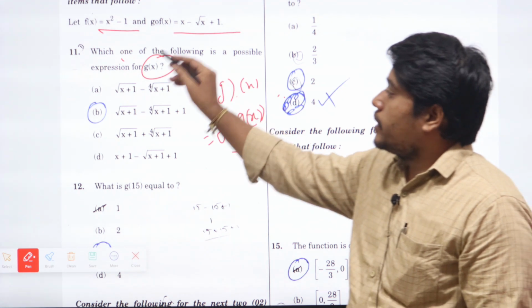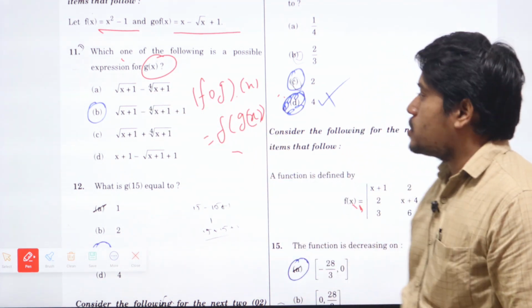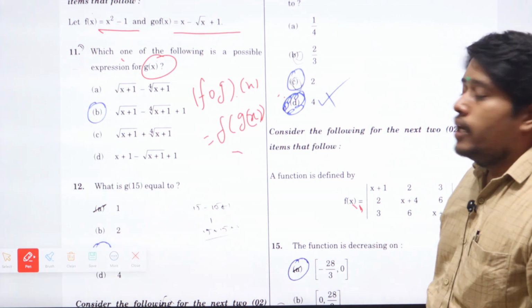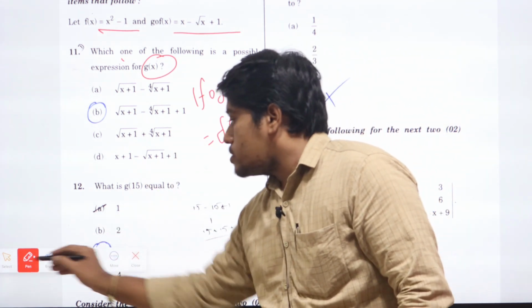So the perfect answer is square root of x plus 1 minus 4th square root of x plus 1, which will be the correct answer. So option B is the right answer.